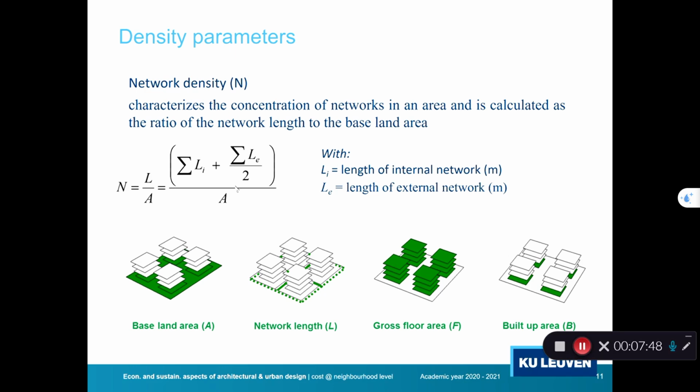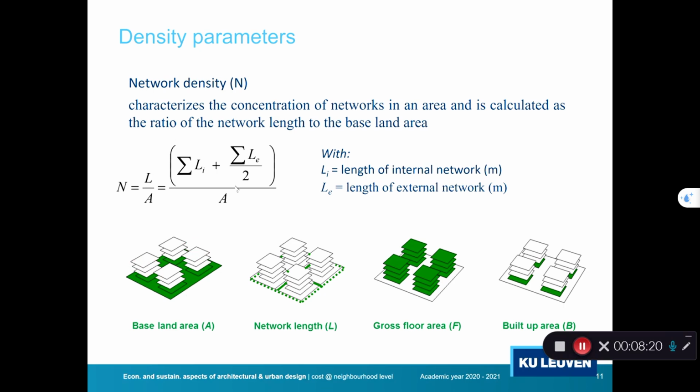A third density parameter is not on the buildings, but is on the network. So how much infrastructure do we need to serve the buildings we are building? The network density characterizes the concentration of the networks in an area and is calculated as the ratio of the network length to the baseline area. So what we need to know is how many meters. So what is the length of the infrastructure serving the neighborhood compared to the baseline area.